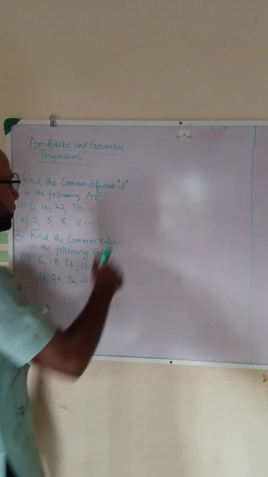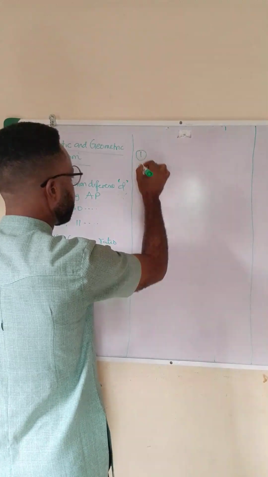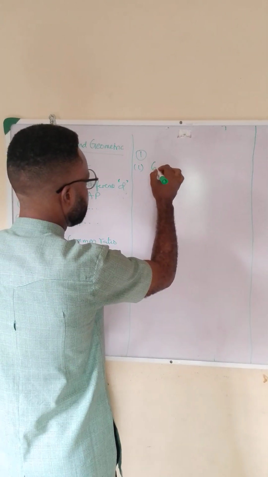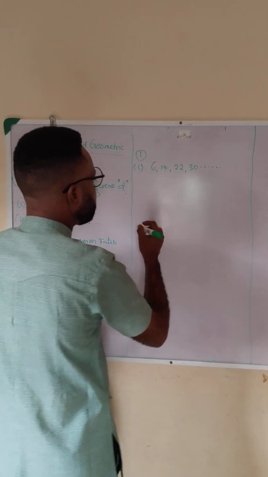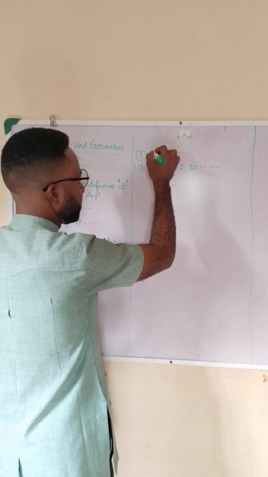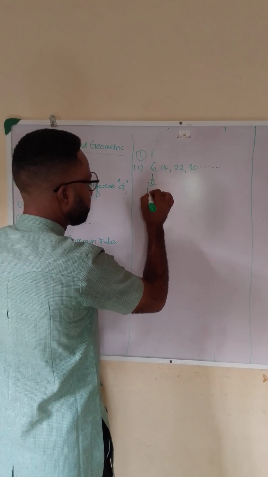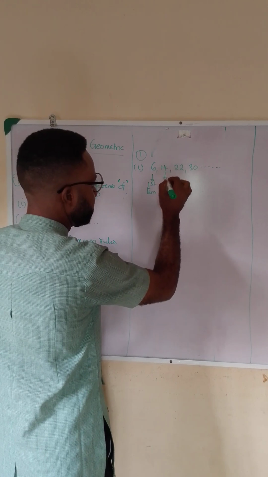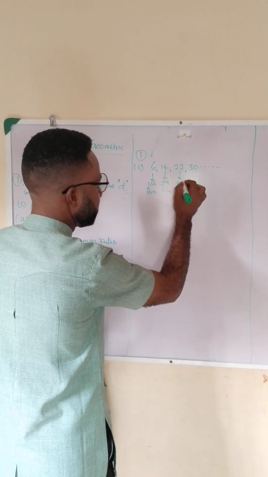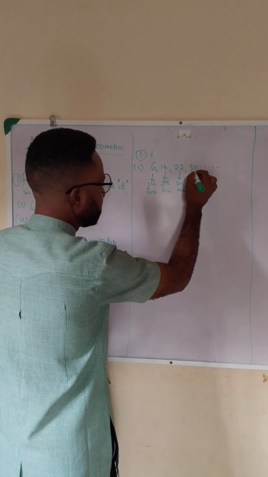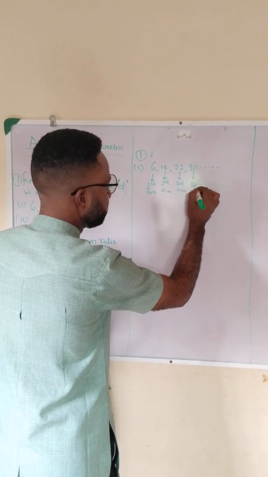So let's solve the first question. Number 1, I. The sequence is 6, 14, 22, 30, and so on. In AP, this is the first term, this is the second term, this is the third term, and this is the fourth term.